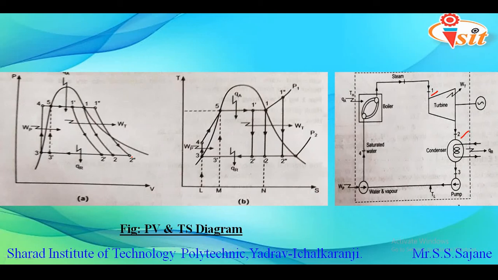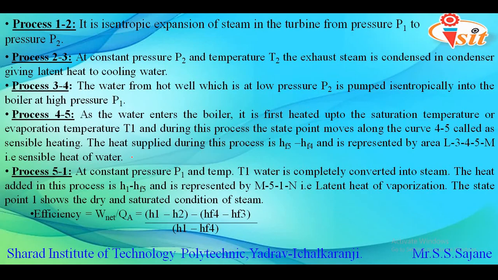So this was all about the different processes associated with the Rankine cycle, and the formula to determine the efficiency of the Rankine cycle is given here. Efficiency, as we know, is nothing but the ratio of output to input. So we can calculate the efficiency as follows: W net, which will be obtained from the turbine, and the input will be nothing but the heat provided by the combustion of fuel in the boiler. This is indicated by QA.